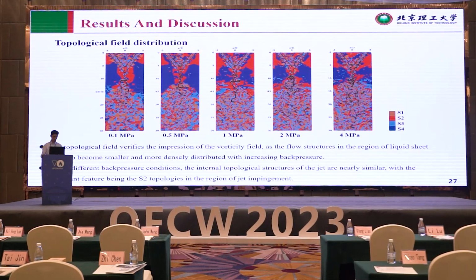As the flow structures in the region of the liquid sheet breakup become smaller and more densely distributed with increasing back pressure, under the different back pressure conditions the internal topological structures of the jet are similar, with the dominant feature being the S2 node in the region of the jet impinging.